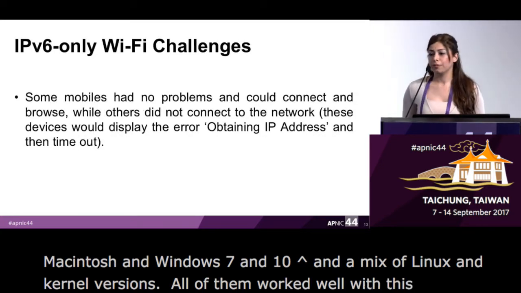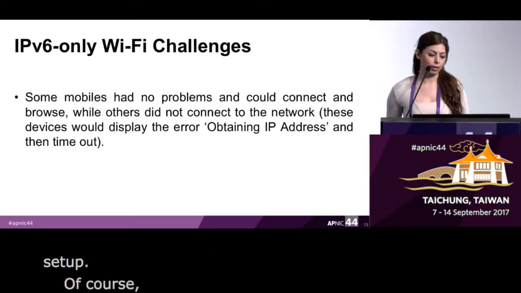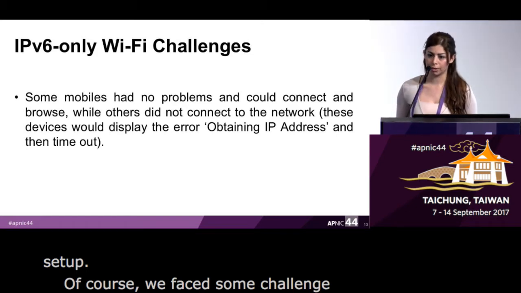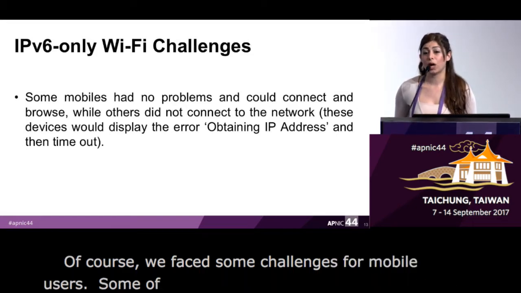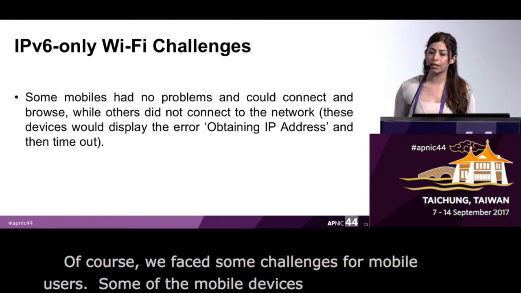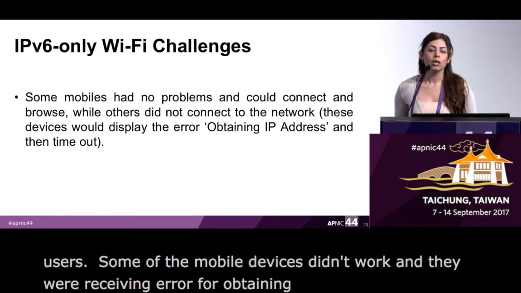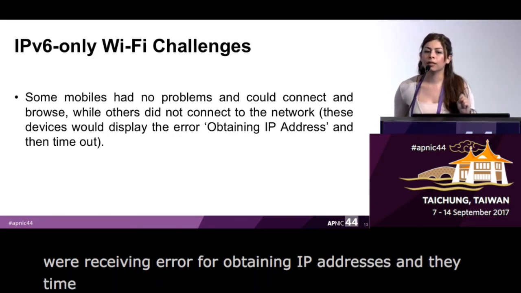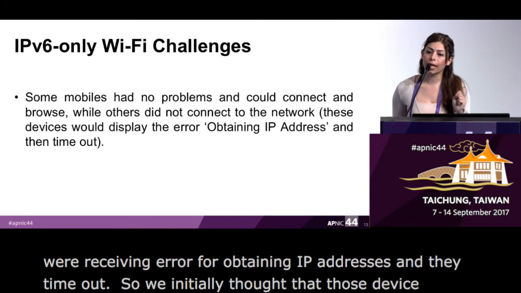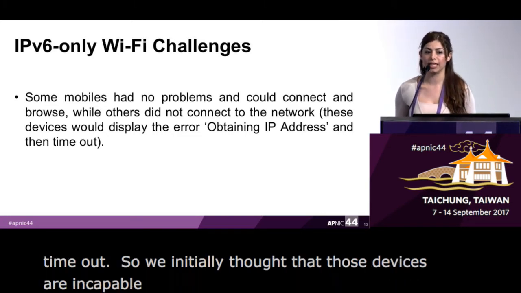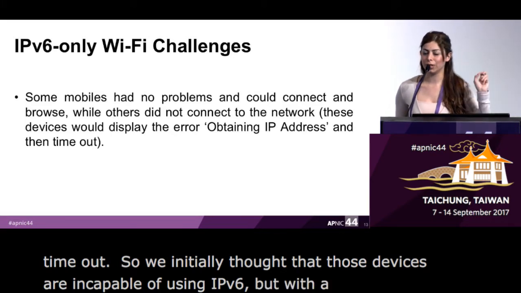And of course, we faced some challenges for mobile users. Some of the mobile devices didn't work, and they were receiving errors when obtaining IPv6 IP addresses and timing out. We initially thought that those devices were incapable of using IPv6, but with a quick Google search, this theory was dismissed.